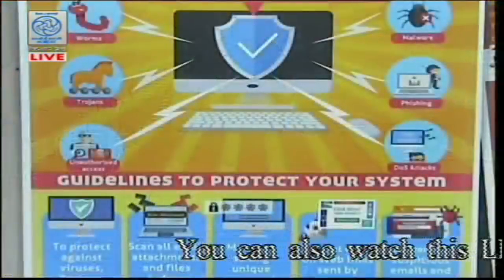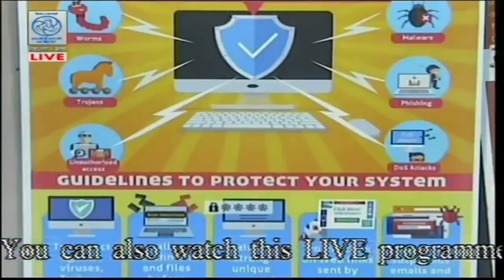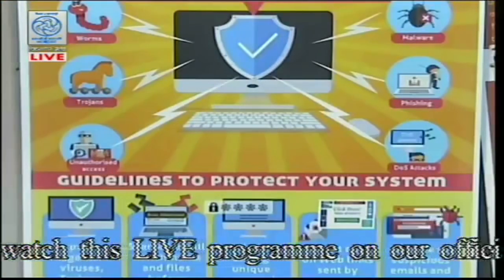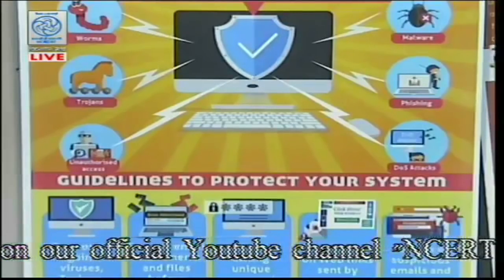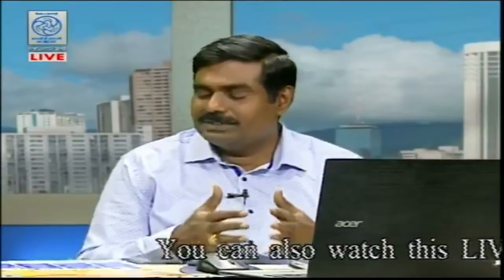Basically, when we talk about threats to your system, we have created a poster which the viewers can see. There are different guidelines which can be used for protecting your system. The first one is your antivirus solution. To avoid virus attacks or trojan attacks, it is always better to have a very good antivirus solution installed in your computer, and it should be updated on a regular basis. Then whenever you are downloading anything, you should first scan those downloads, and then download them onto your system so that your system is safe.